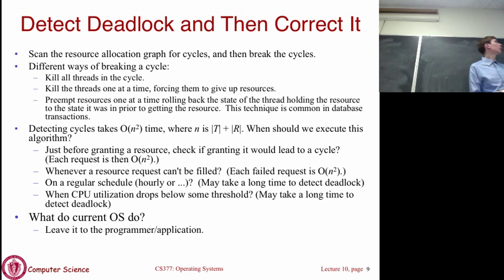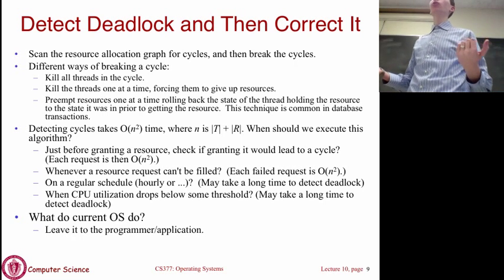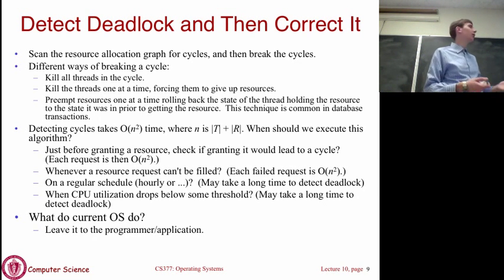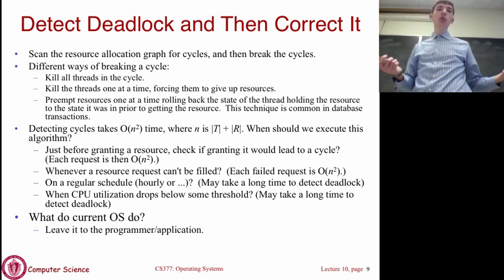A few different possible approaches. You could do that whenever you're granting a resource, right? Because that's essentially whenever your resource allocation graph is changing, or alternatively when a resource request can't just immediately be filled. You could also do things to try to account for the fact that detection could be expensive. You could do something like do it on a regular schedule fairly infrequently, or when your CPU is fairly idle. So a few other approaches that you could use.